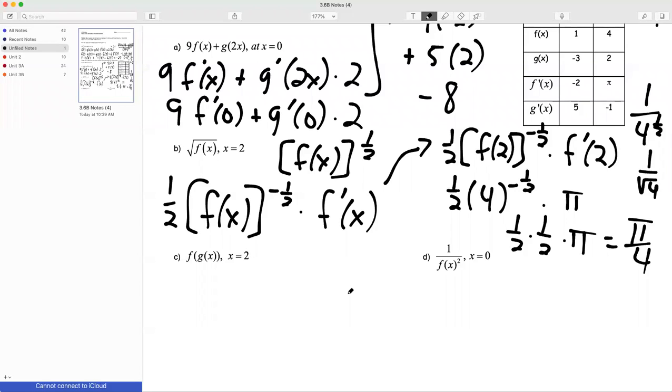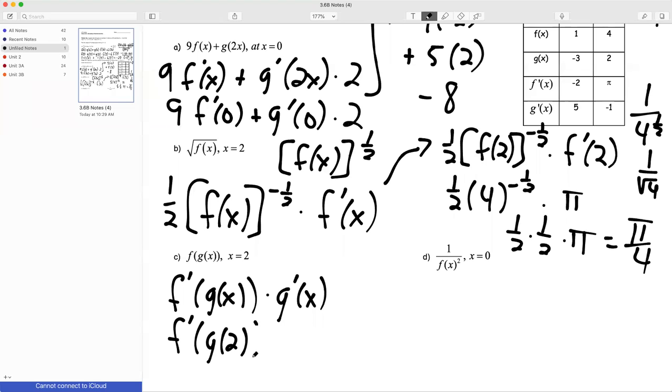So if we're doing the function notation here, we've already done this when we did the chain rule notes, the derivative of this is always f prime. Then I bring down the g of x, and then I multiply by the derivative of what's inside there, which is g prime of x. And so I'm going to evaluate this at x equal to 2. So that's going to give me f prime of g of 2 times g prime of 2.